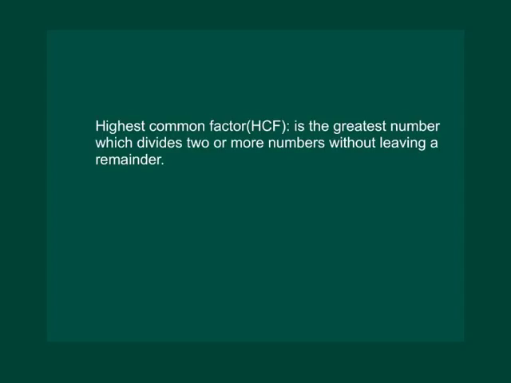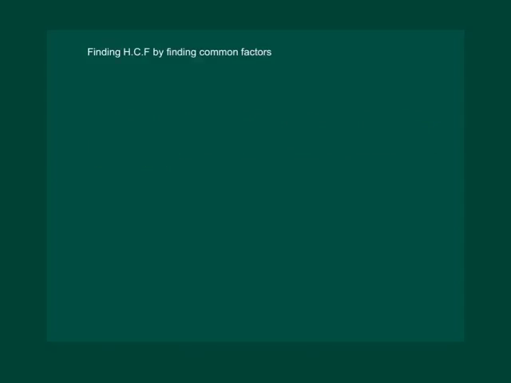We now proceed to various methods of finding HCF of two or more numbers. First method of finding HCF is by finding the common factors. Let us proceed and understand with an example. Suppose we have to find the HCF of 15 and 20. First we find the factors of 15.